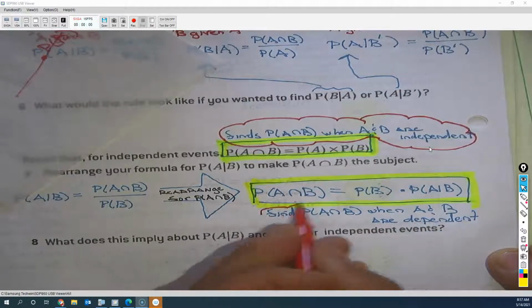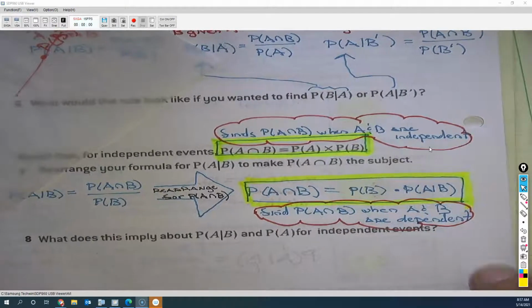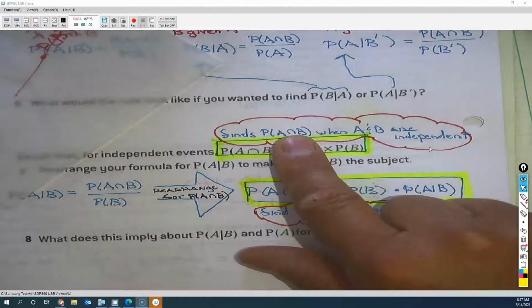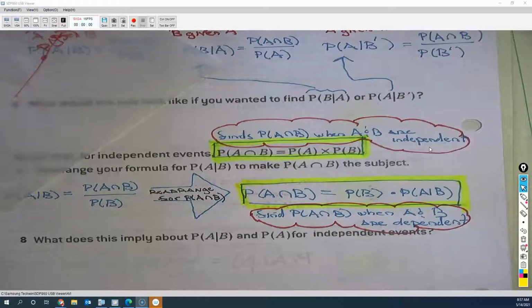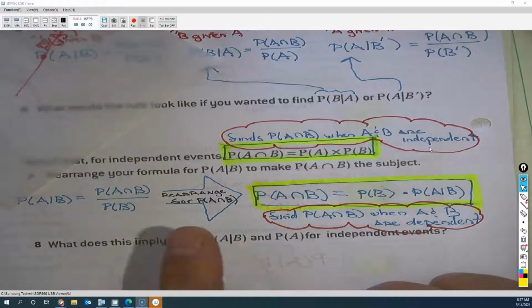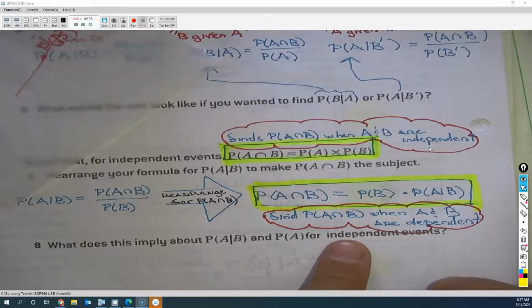So you've got two formulas to find the intersection: one if they're dependent, and one formula if they're independent. These are your two formulas. All right, then this last part says, what does this imply about the conditional probability and P of A for independent events?